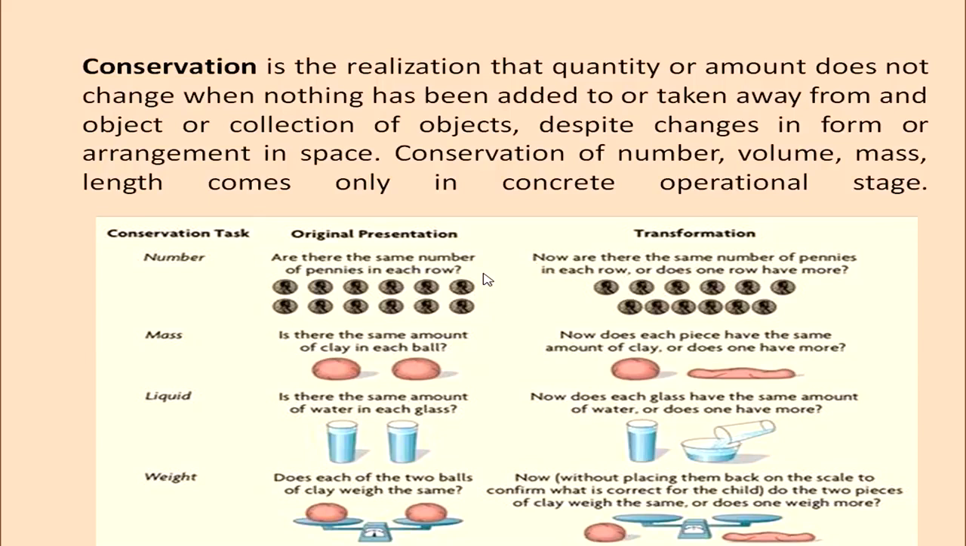If two clay balls of equal size are shown to a child, and then one of these balls is rolled out and the child is asked which one has more mass, a child who is in the concrete operational stage would go back to the previous stage and would be able to say that initially they were the same. So, that means both have equal mass.